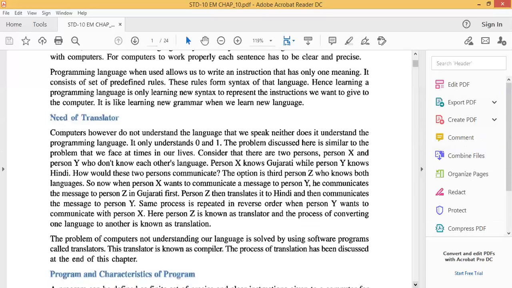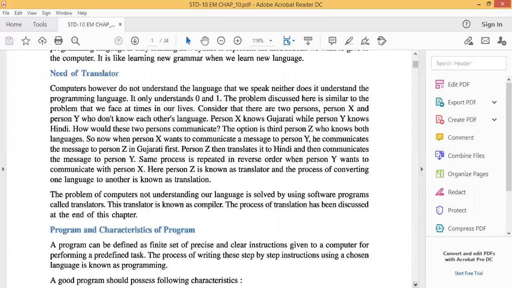Need of translator. Do you know what a translator is? It translates the language. Suppose you speak in Hindi and I speak in Gujarati. I cannot know Hindi, you don't know Gujarati. Then a mediator is required who will convert my language into your language and your language into my language. That is a translator. Now the computer, however, does not understand the language that we speak, nor does it understand the programming language. It only understands 0 and 1. Underline this line. You know this very well. It understands only 0 and 1.